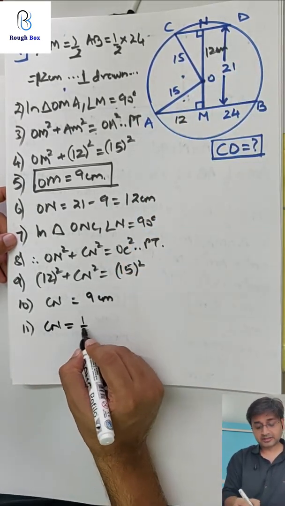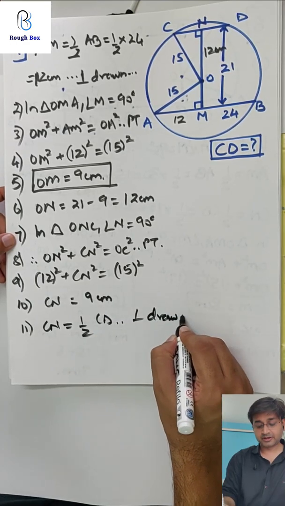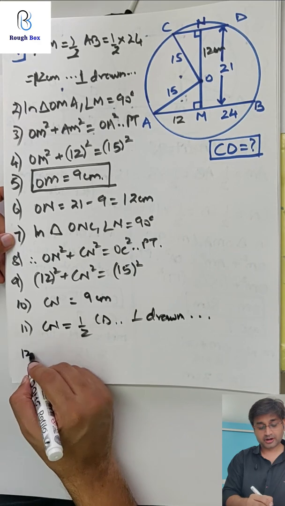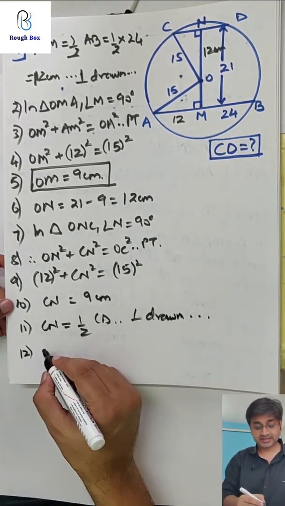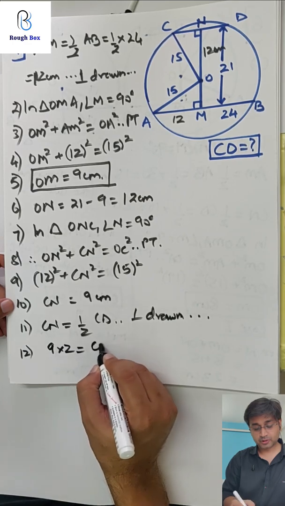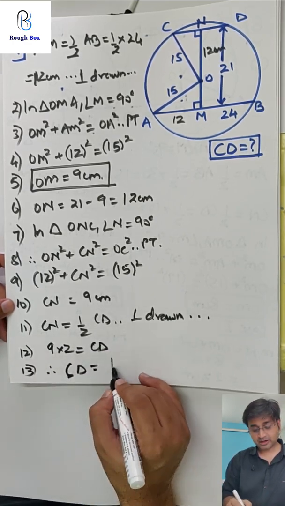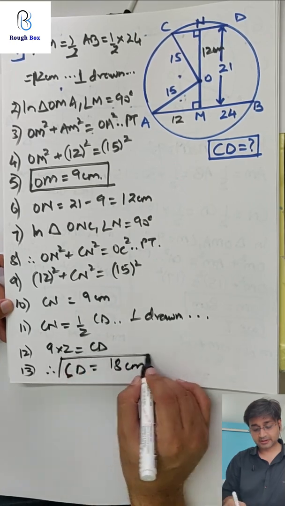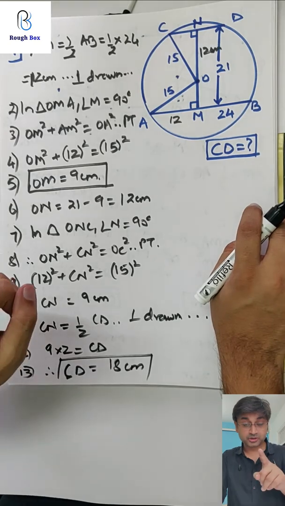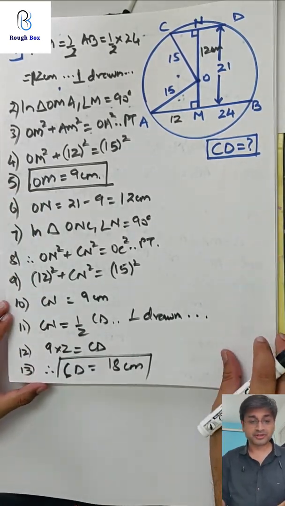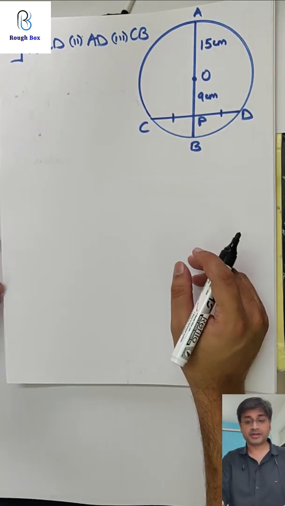So CN is half of CD. Again, perpendicular drawn from the center of the circle to the chord bisects the chord. Very good. So now CD is 9 into 2, and last step, therefore CD becomes 18 centimeters. Managing it? If you got this on your own, great job. Seriously, great job. Let's go with the next one, sum number 8.